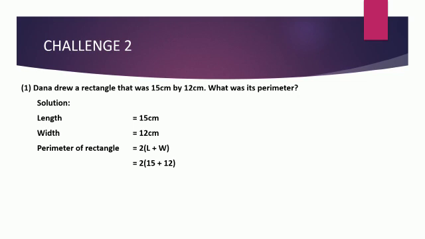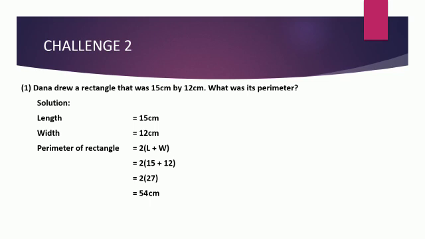You will add 15 and 12. 15 plus 12 is equal to 27. 2 you will write as it is in its place. So 2 into 27. Now you will multiply 2 by 27. 2 27s are 54. You will write cm with the answer because length and width are in centimeter. So the perimeter of the rectangle is equal to 54 centimeter.